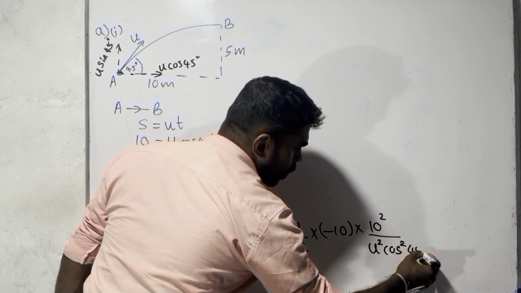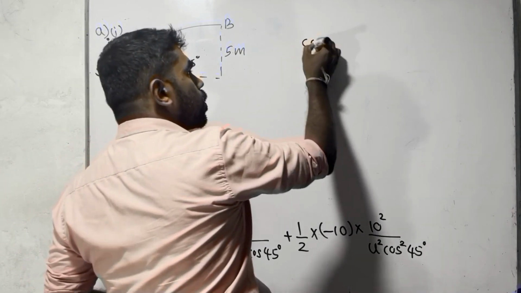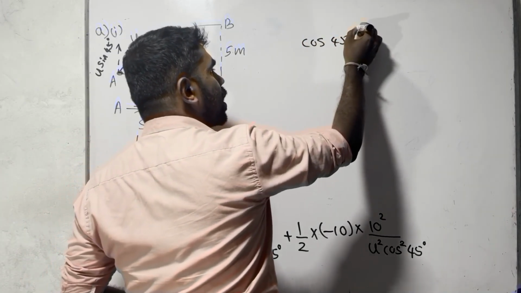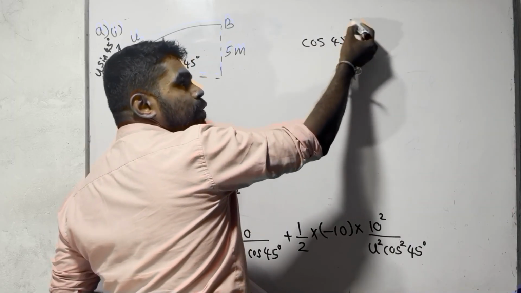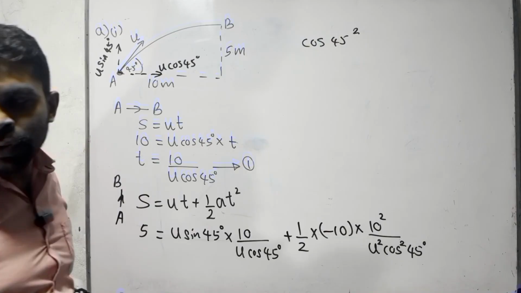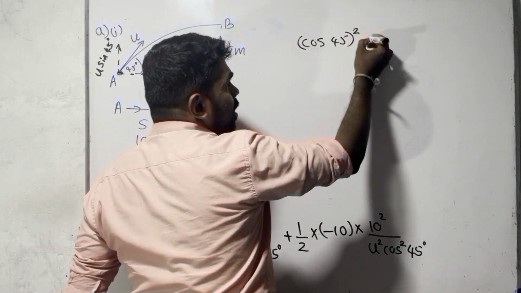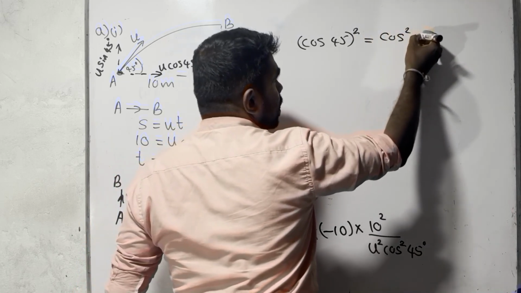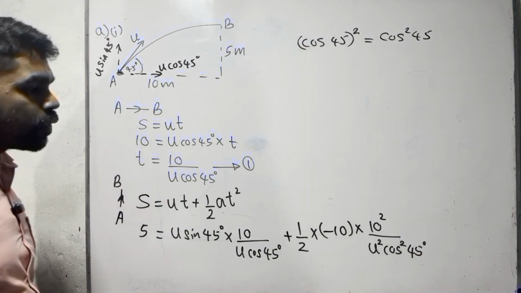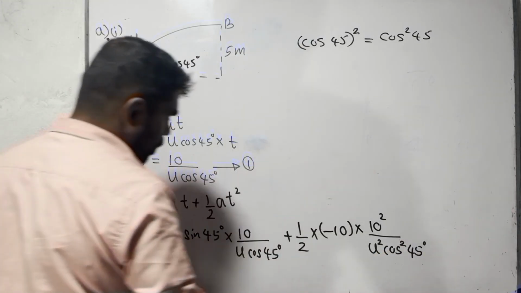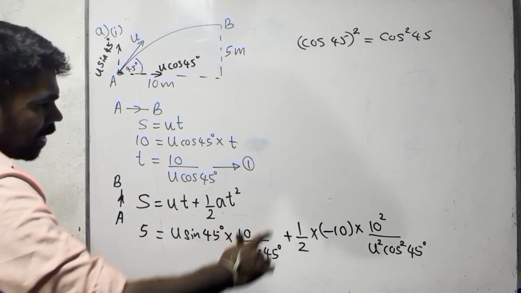We can write it as cos squared 45. We can't write it as cos 45 squared, because that means the square of 45 and we would have to find the cos value of that angle. Therefore, the square of cos 45 means cos squared 45. Then we have to simplify this equation to find the u value.